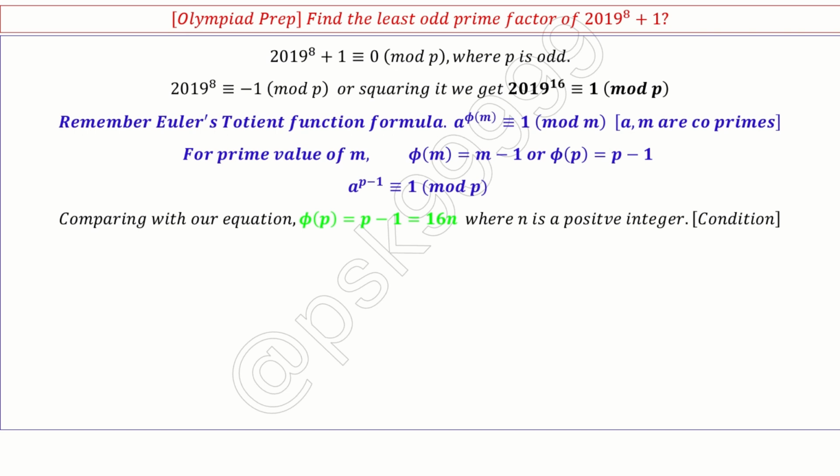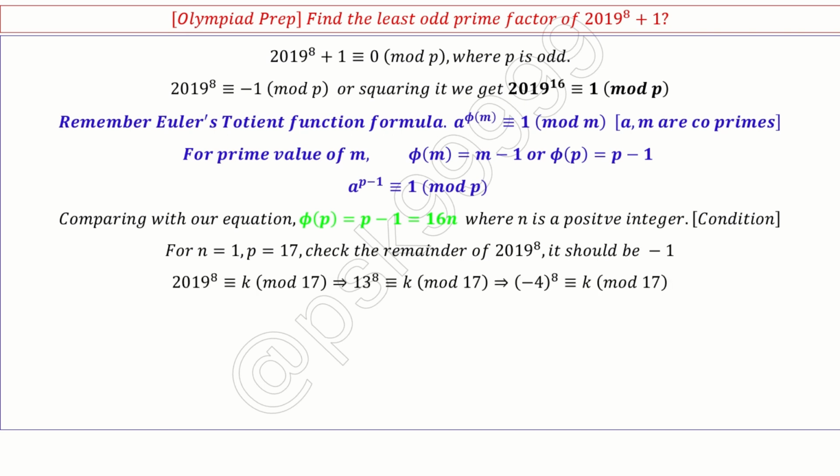Okay, so let's take n equal to 1. For n equal to 1, okay, p is 17, 17 is a prime, so condition is okay. Check the remainder of 2019 to the power of 8, and we should get minus 1 as remainder when you divide with 17, correct? So 2019 to the power of 8, okay, is congruent to k mod 17. K should come minus 1, okay.